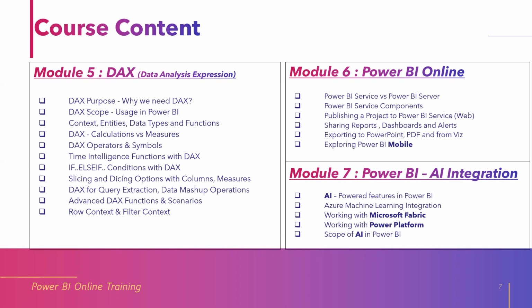And module 6 and module 7 are about deployment, as well as the Power BI integration with artificial intelligence. So in Power BI online, we are going to talk about how we can deploy the reports to the server, how we give access to the end user, and how we can refresh the reports on a schedule in Power BI server. In AI integration, we are going to talk about Microsoft Fabric and Power Platform. What are the Power Platform and Power Apps features that help in Power BI?